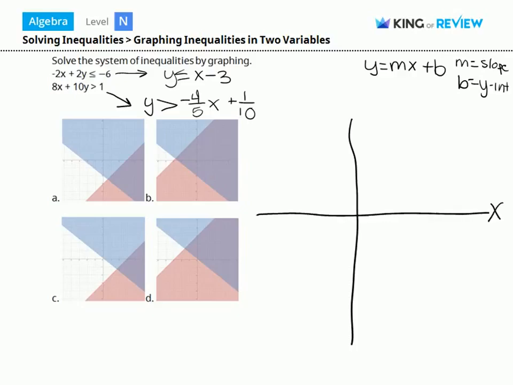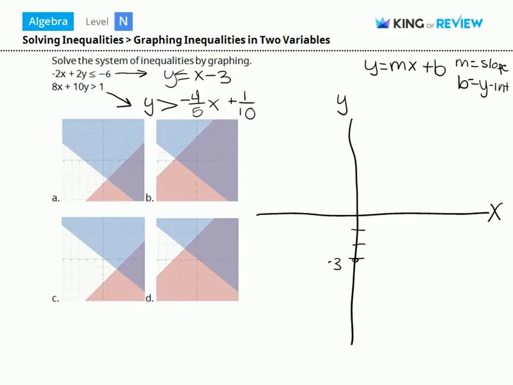So here's our x-axis and our y-axis. So we'll first graph the first inequality. Y is less than or equal to x minus 3. Because it's a less than or equal to sign, we know we'll use a solid line when graphing this. So let's look at the y-intercept. The y-intercept is negative 3. So here's negative 3, and here's the y-intercept.